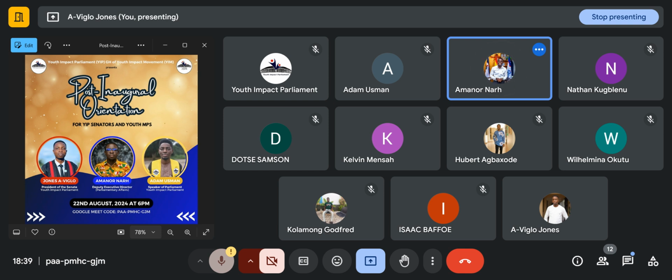Honorable Jones is one. Adam Osman is one. Agba Hubert is one. And the majority of the members in the Parliament can share their testimonies of what they have gotten. Now, what are some of the benefits? The benefit you are going to get is the recognition that you deserve. Do you know how I'm held in Ningo as far as Youth Impact Parliament is concerned?